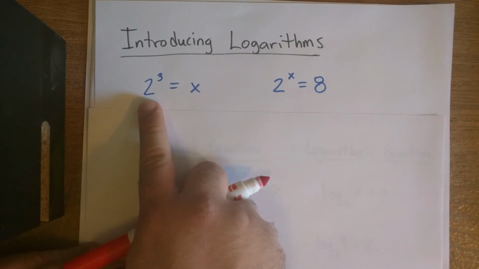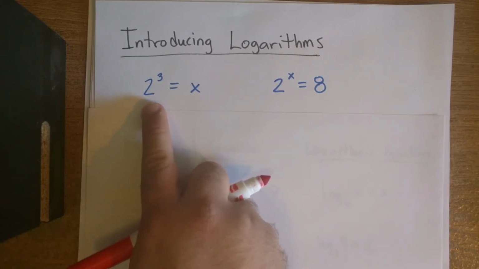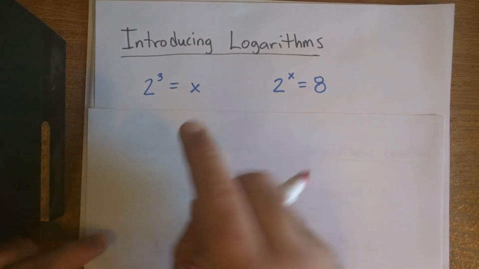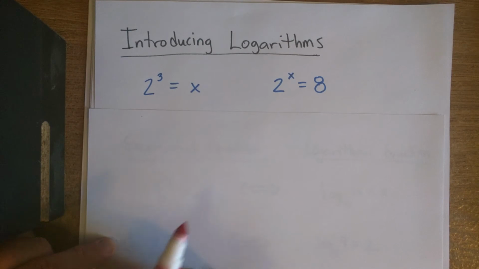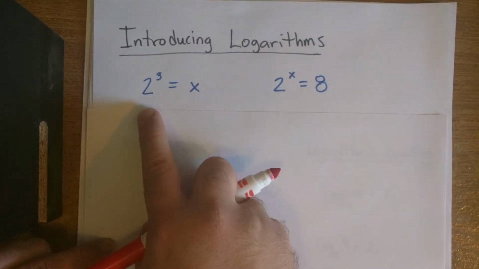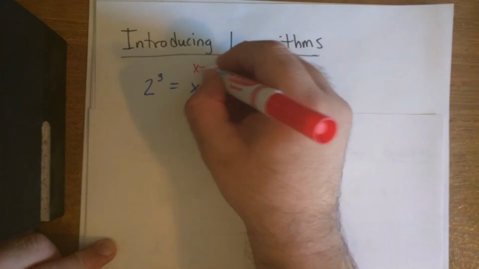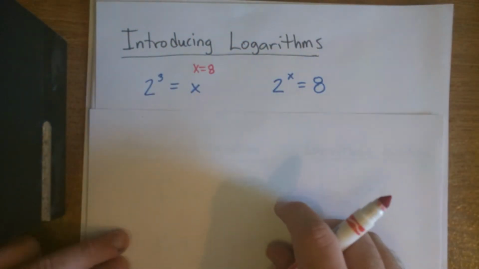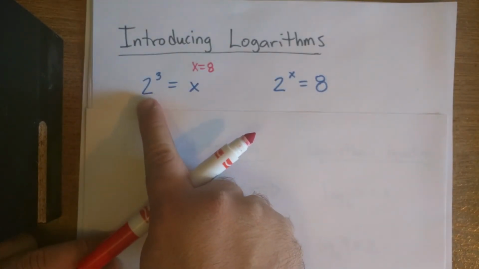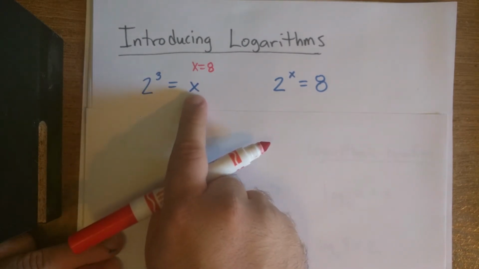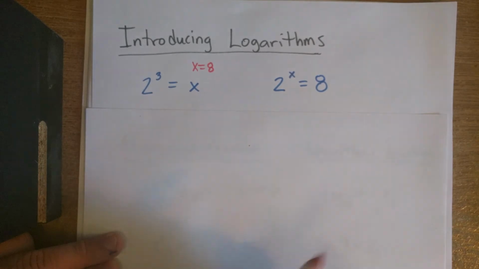If I ask you, solve for x, well, it's just a one-shot thing, right? 2 to the power 3 equals x. Well, just calculate 2 to the power 3. That's 2 times 2 times 2, which is 8. So we know that in this problem, x equals 8. That's easy. But that's because we knew our base, 2, and we knew our exponent, 3. And x was just right there.